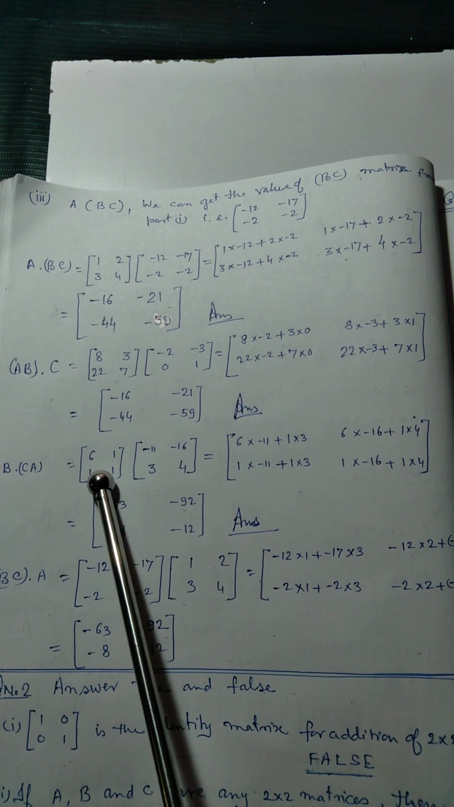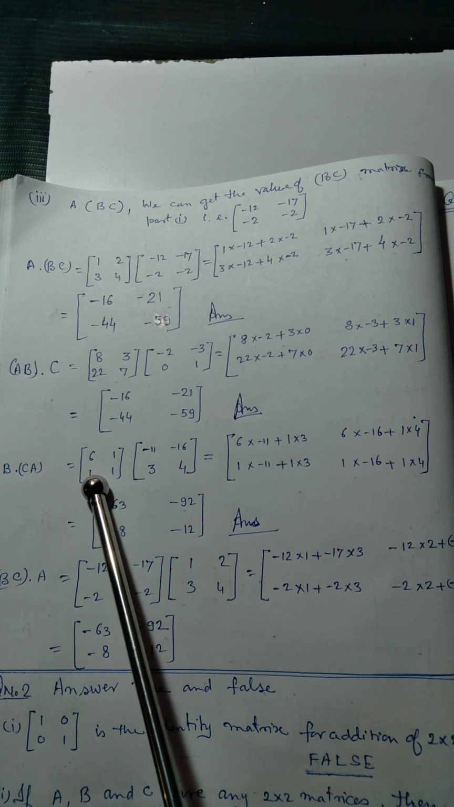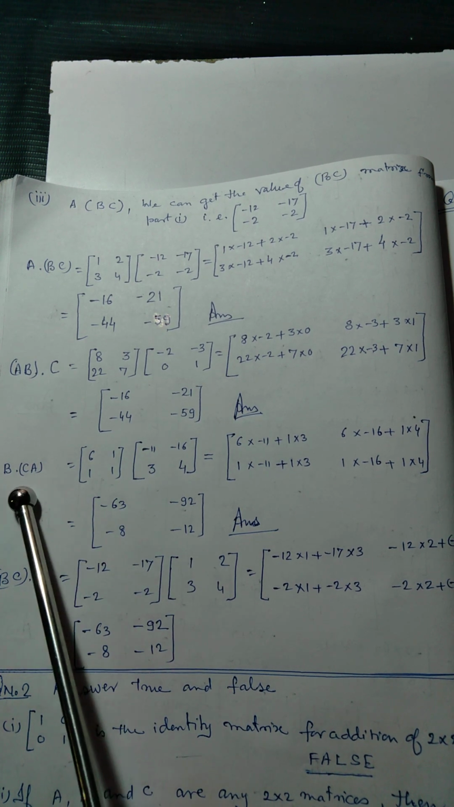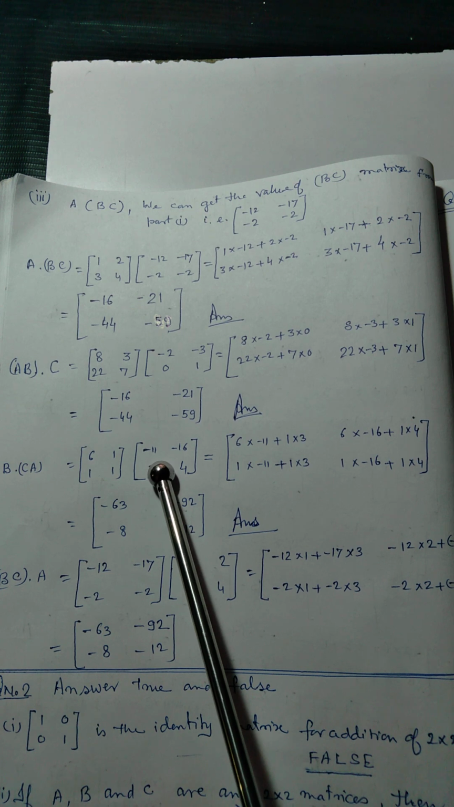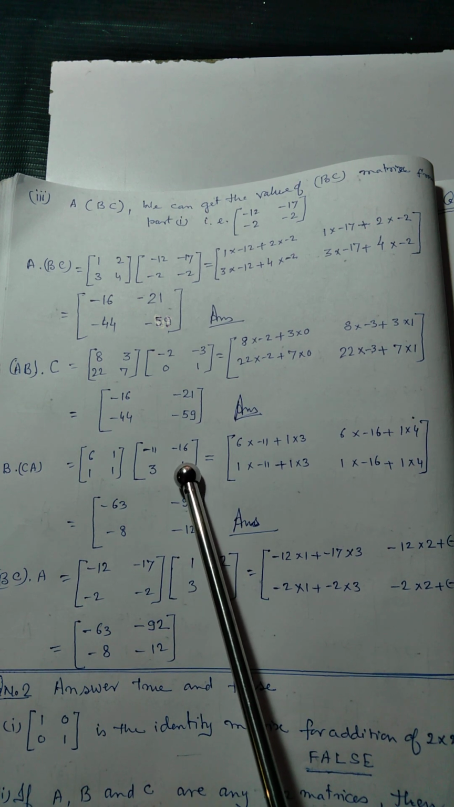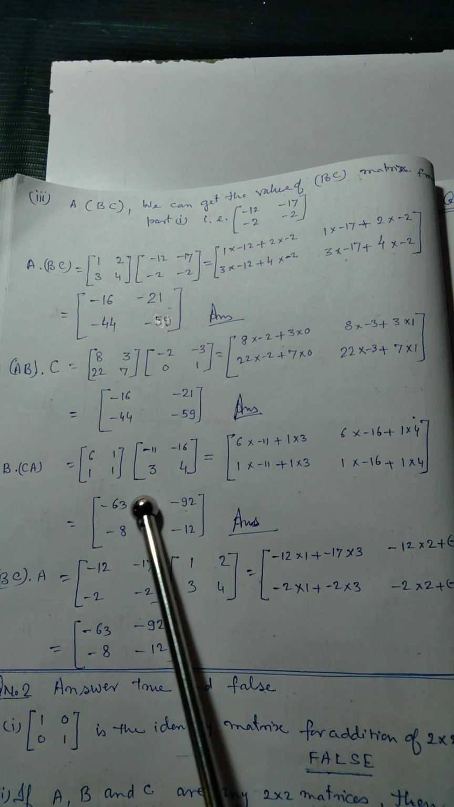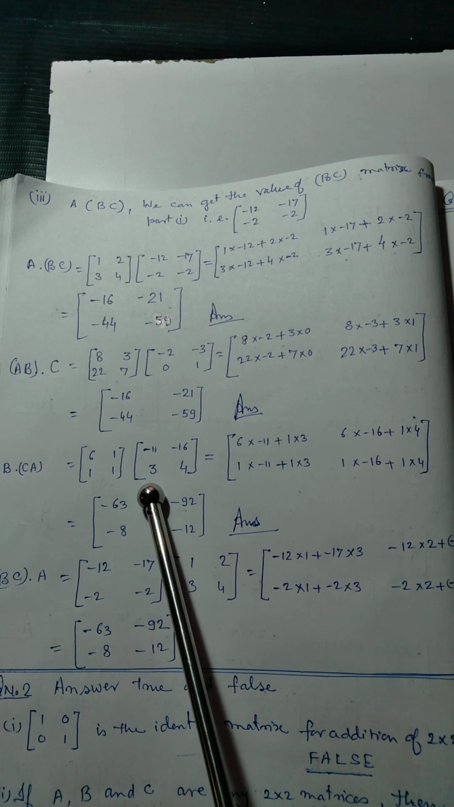Now here I have written completely. You see the B is 6, 1, 1, 1. Now come to the C, that is 4, minus 11, minus 16, 3, 4. Now corresponding parts will be multiplied and added.